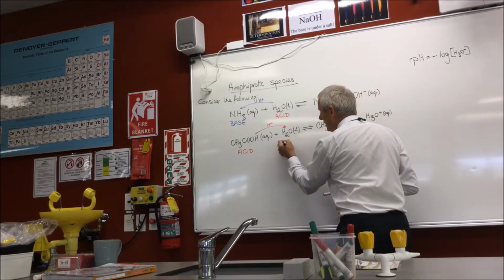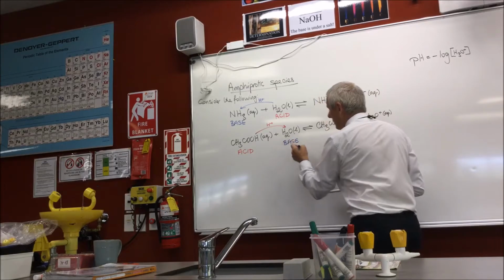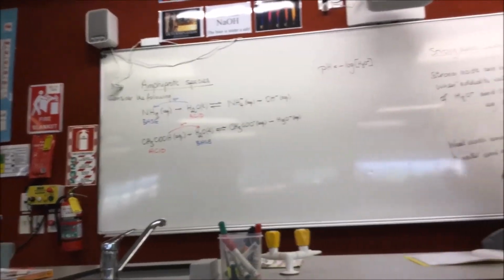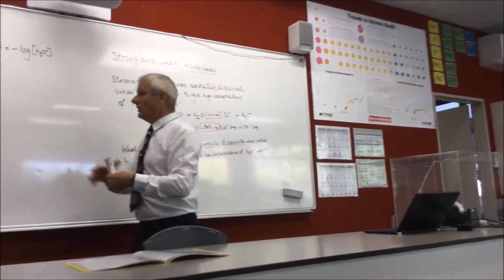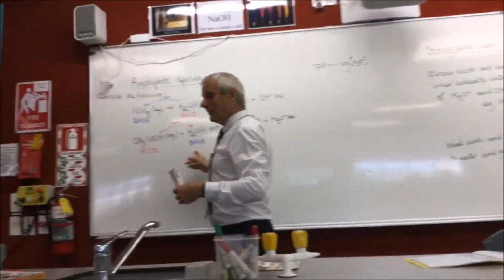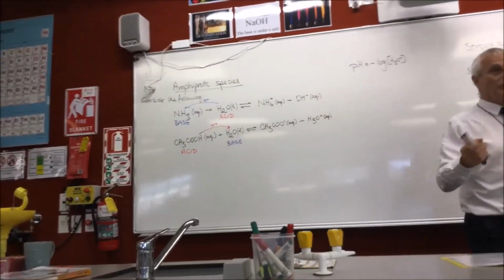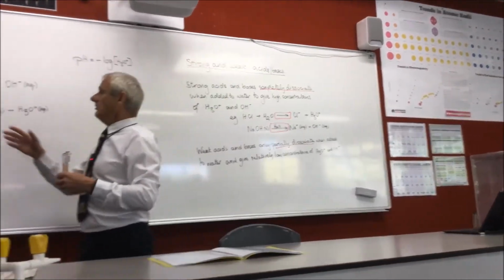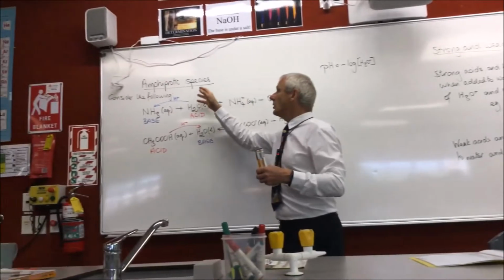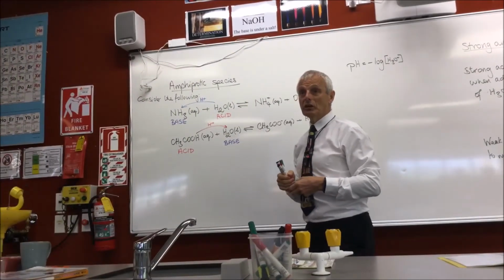So the question we have to ask ourselves is, is water an acid or a base? And the answer is it depends. In this case, it's acting as an acid. In this case, it's acting as a base. It depends on which reaction you're in. And substances that can do this, like water, are what we call amphiprotic species.